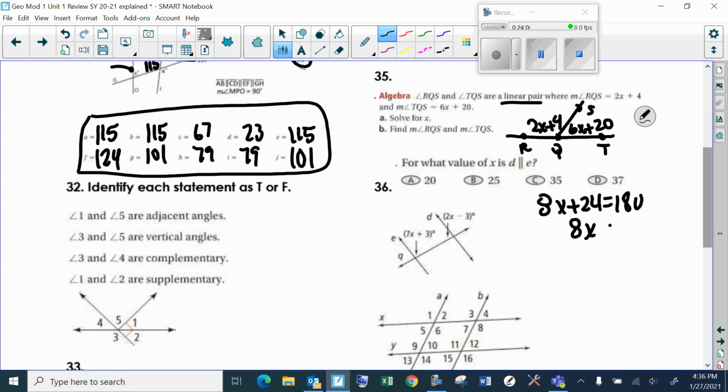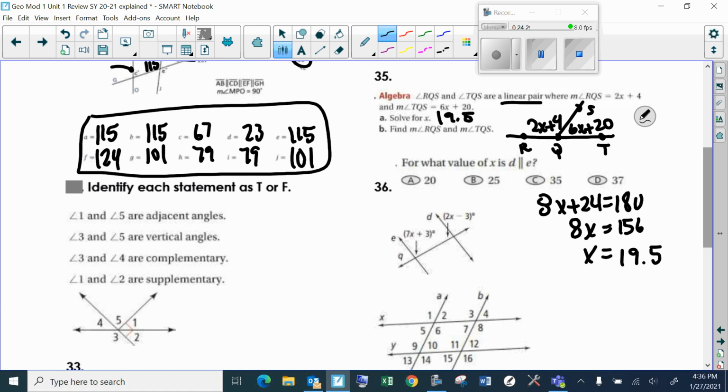Subtract the 24 across. This is all pre-algebra. 156, and divide by 8, and I get 176 is 9, 72 is 4 left, so it's 0.5. X equals 19.5. Working on my mental math skills. You can just plug in a calculator. Okay, so that was the answer for that one, 19.5 for A.